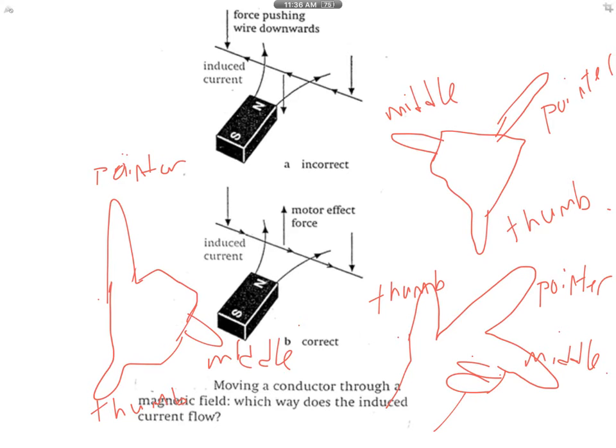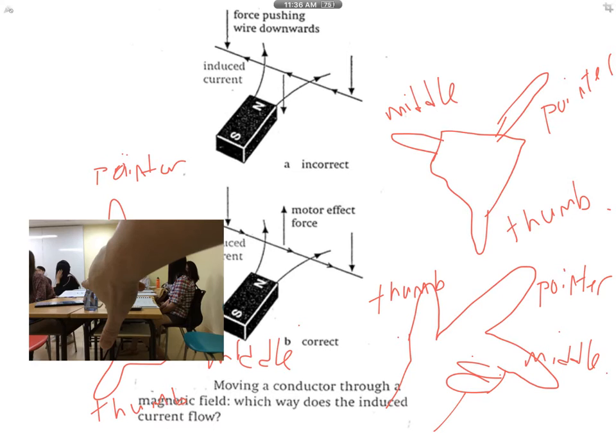Wait, I got an idea. So, you can use this alternative. Can you see the pointer finger here is this way? The current here, induced current, because the motion is downwards. Okay, so that's how you get it.